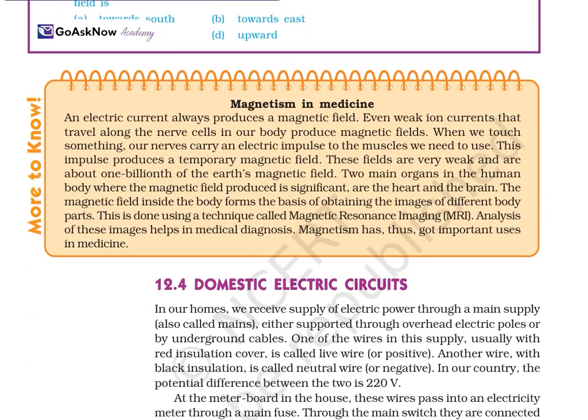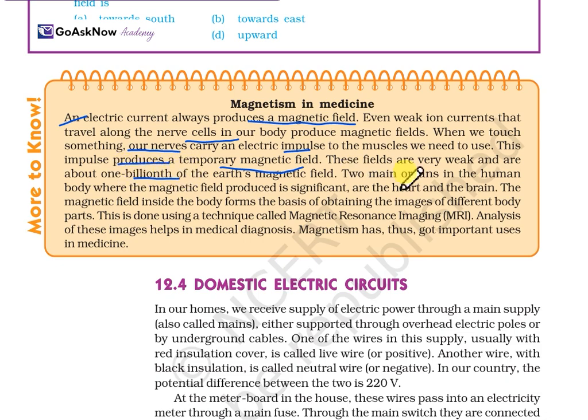Okay. Now, magnetism in medicine. What is it? This is something new. An electric current always produces a magnetic field. Even weak ion currents that travel along the nerve cells in our body produce a magnetic field. When we touch something, our nerves carry an electric impulse to the muscles. This impulse produces a temporary magnetic field. The fields are very weak, about one millionth of the Earth's magnetic field.